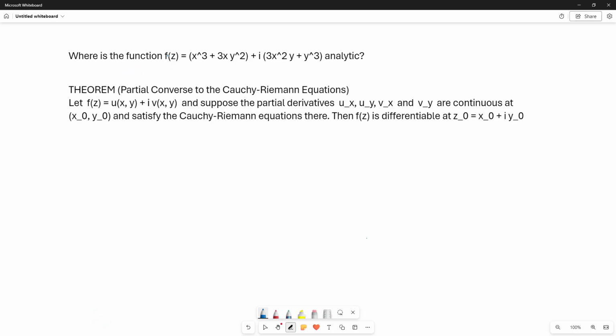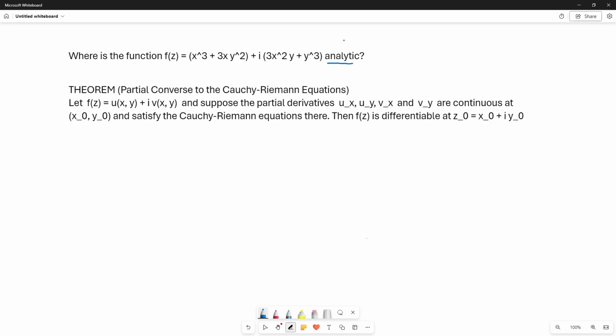We would like to find where the function f of z equals u of x y plus i v of x y is analytic, where u and v are the cubic expressions, the third degree expressions that we can see here.